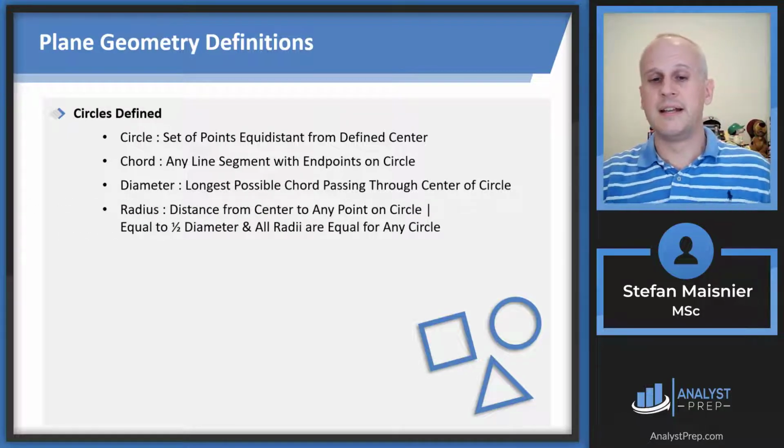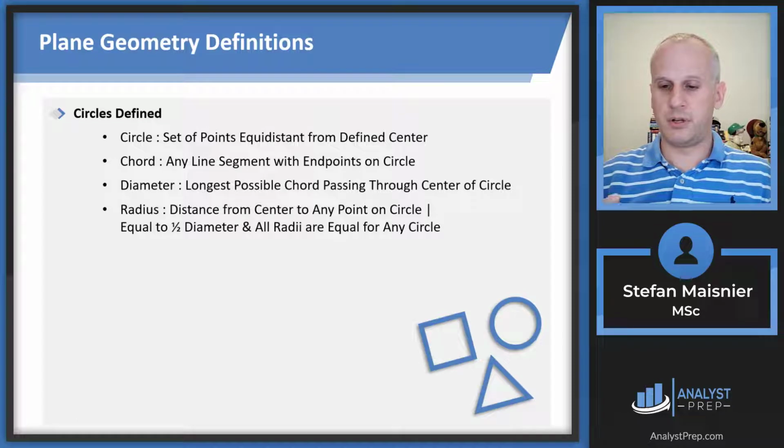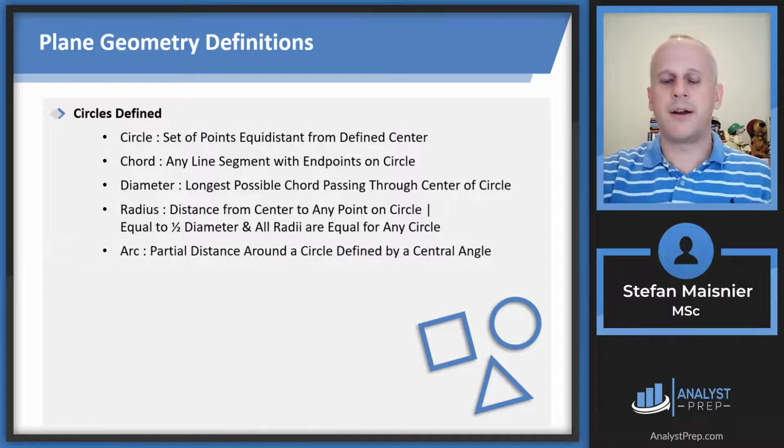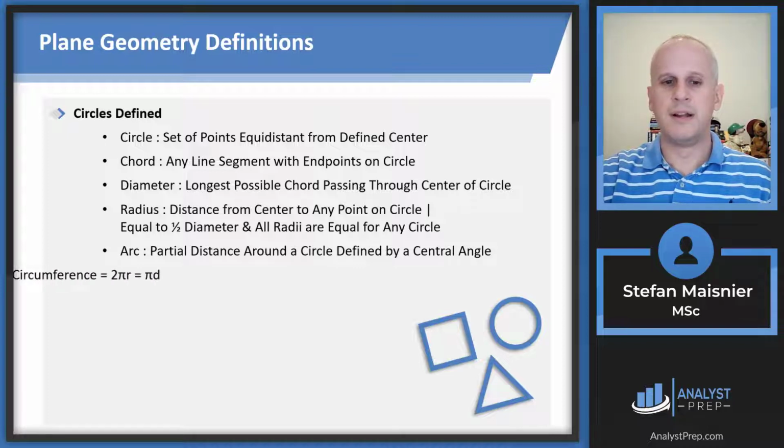Now, a radius is probably the most important measurement for any circle, and it's the distance from your center to any point on the circle. It is equal to half of the diameter, and you need to remember that all radii are equal for any individual circle. So wherever you draw a radius, it's the same distance from that center to any point on the circle. Now, an arc is just a partial distance around a circle defined by what is known as a central angle, and we'll talk about that here in a moment a little bit more.